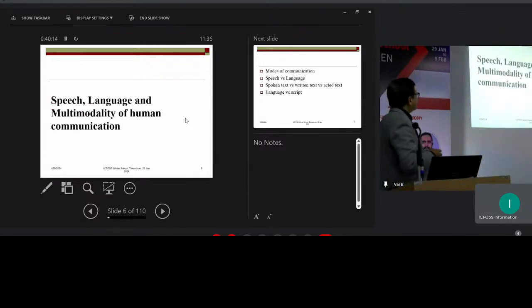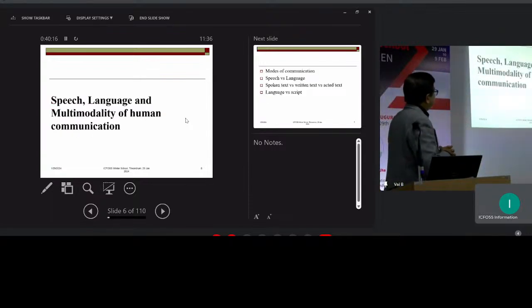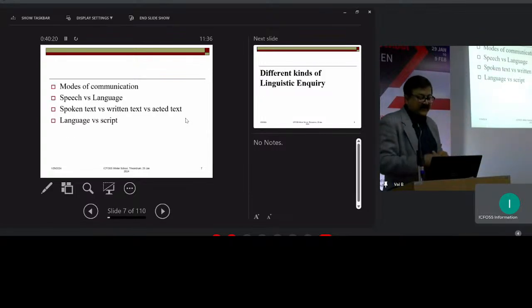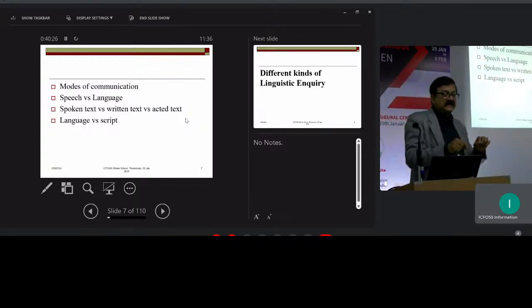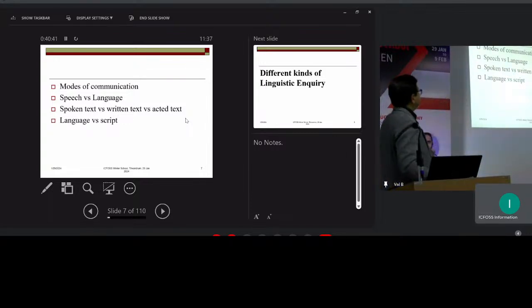Now, the question is speech, language, and multimodality. Modes of communication: we communicate by writing, we communicate by speech, we communicate by speech and gestures, we communicate by writing and gestures, and by writing and putting images. And the bigger question is speech versus language.